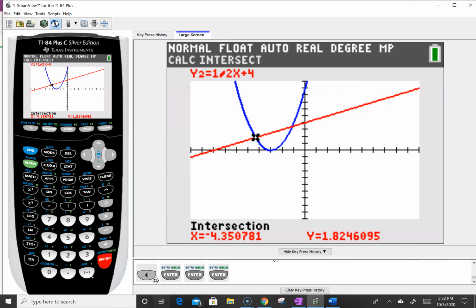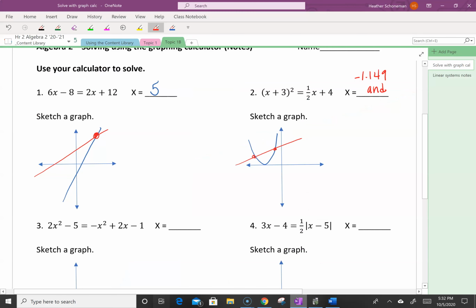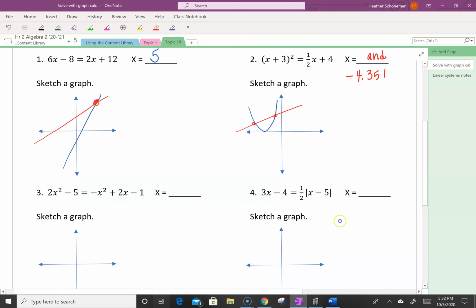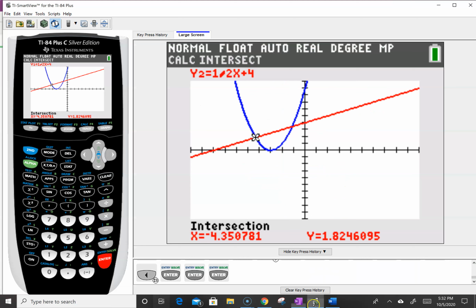It's not going to be 0 because the 7 rounds it up to 1, because we're rounding to the nearest thousandths. So we have 3 decimal places. So my next answer is going to be negative 0.351.